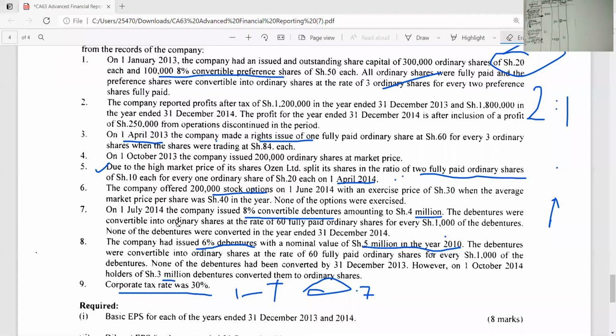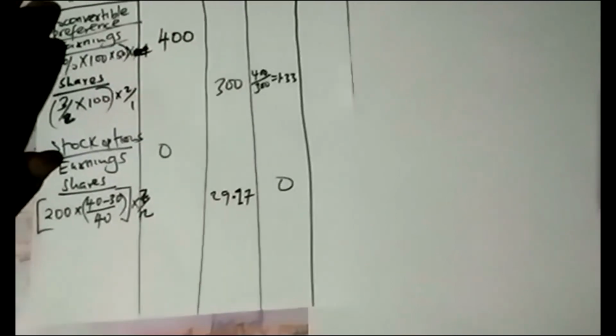So another security, that's note 7. There was an 8% debenture amounting to 4 million. The debentures were convertible into ordinary shares at that proportion, which is 60 ordinary for every 1,000. So remember, this is a debenture. The return, once you issue a debenture, which we were supposed to pay, is interest or dividends? Interest.